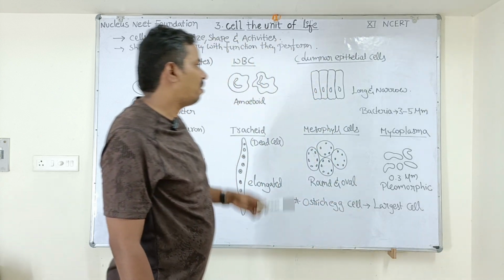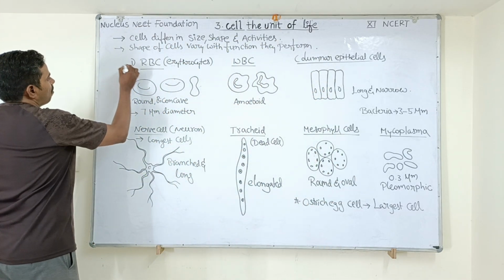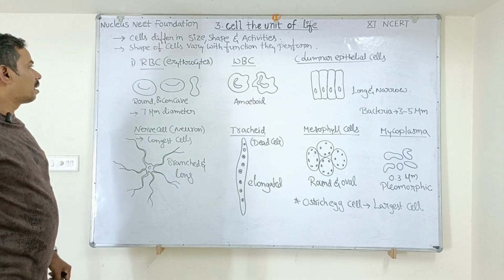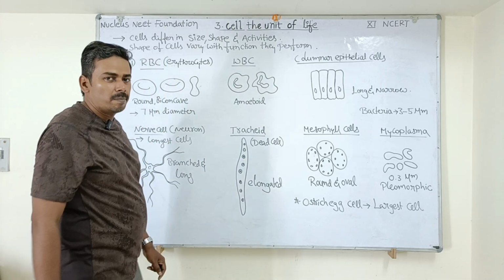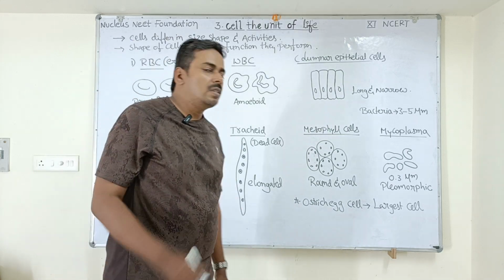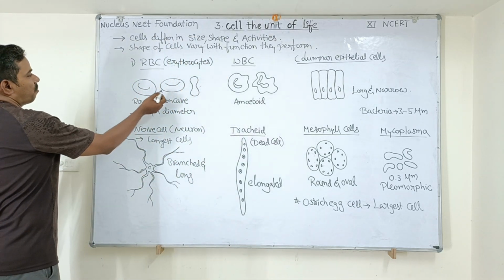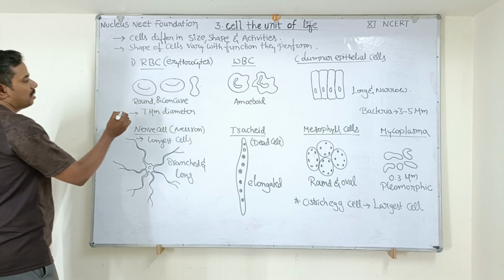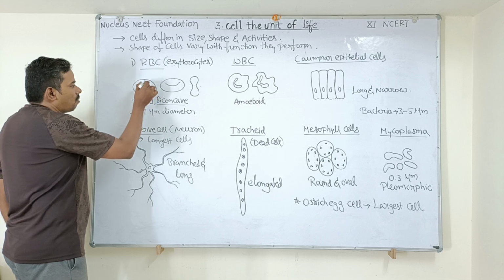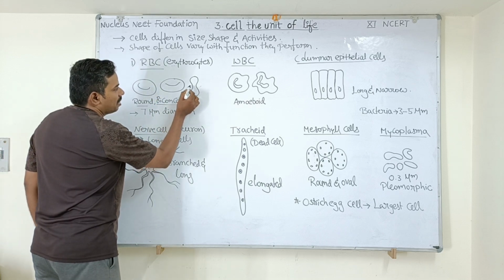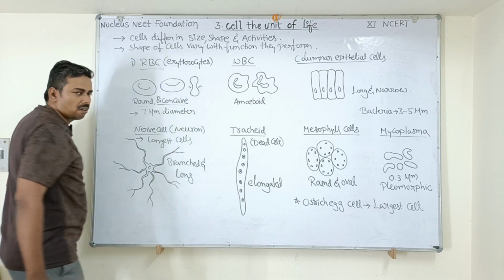So now let us see different shapes of the cells. The first cell is RBC, red blood cell, also called as erythrocytes, which we can see in the blood. If you observe a drop of blood under the microscope, you can see lots of red blood cells. The red blood cells have round biconcave shape. It is having concavity on both sides. So this is called biconcave shape.